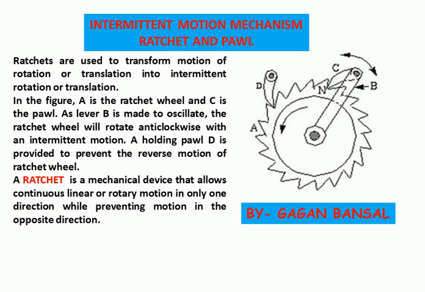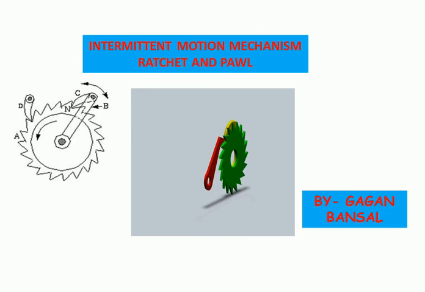And what is the ratchet here, which is shown by A? It is a mechanical device that allows continuous linear or rotatory motion in only one direction while preventing motion in the opposite direction. You can see the moving motion of this mechanism. As you can see in this figure, the intermittent motion mechanism is shown as Ratchet and Pawl mechanism.